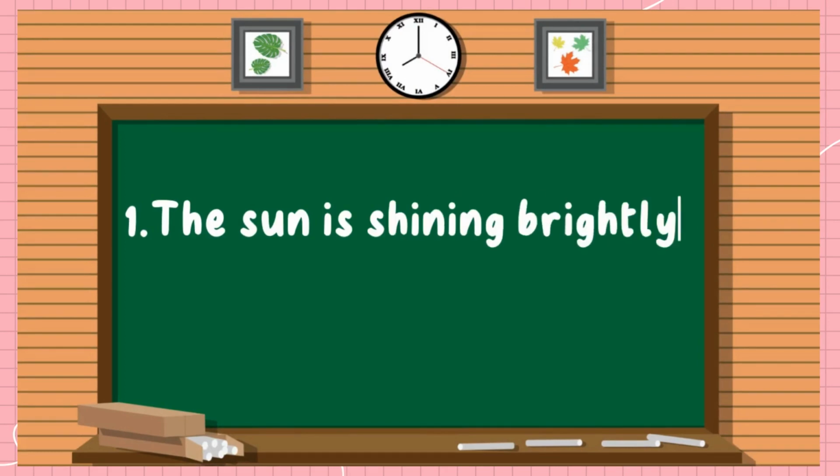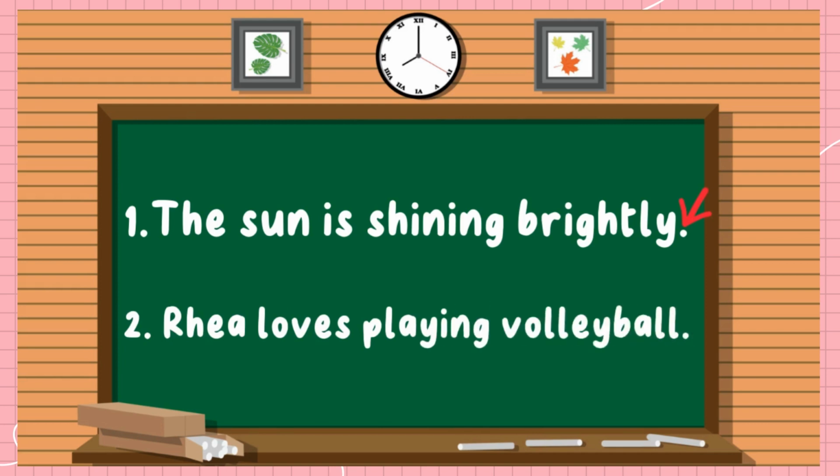For example, the sun is shining brightly. As we can see, the sentence conveys information and it ends with a period. Second example, Rhea loves playing volleyball. As we can see again, the sentence tells information about Rhea, and the sentence also ends with a period. These two examples, class, are clearly examples of declarative sentences. Are we clear, class? Very good!